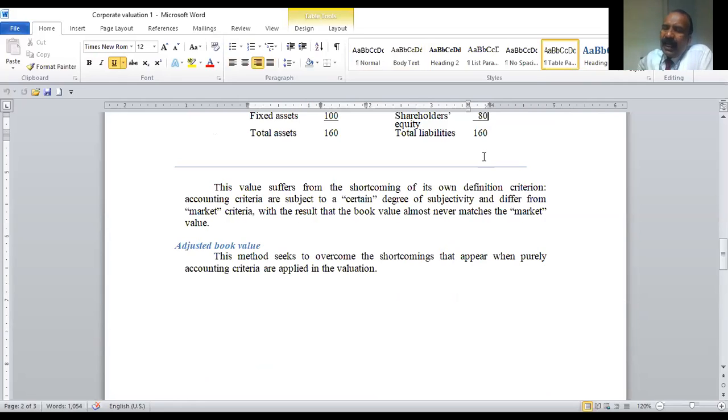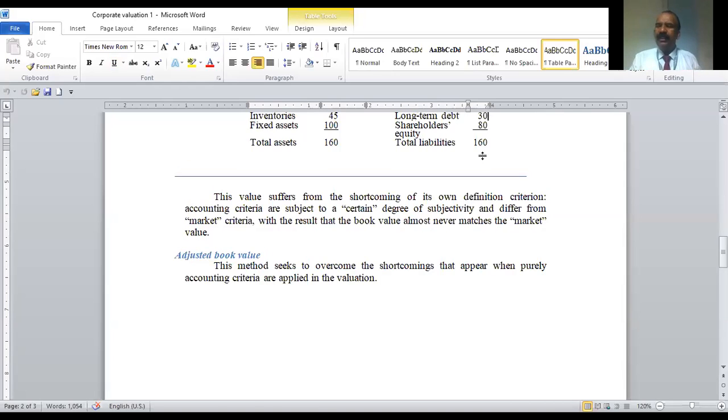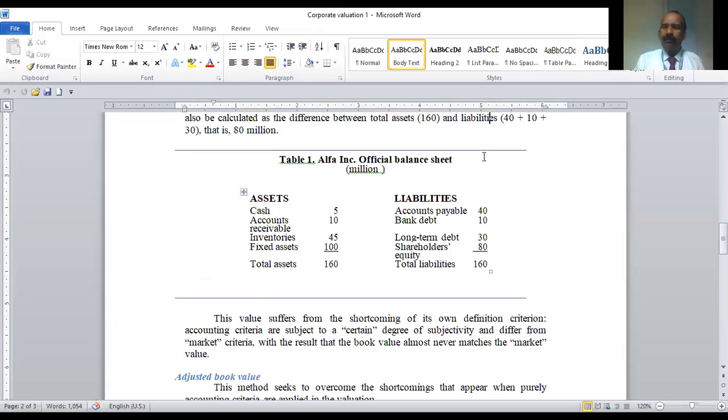Please, we need to understand there is no market value of liability. There is no market value for debt. Whatever the company borrows, the company needs to pay. So, for example, here the company borrowed 10 million from the bank. The company needs to pay 10 million.